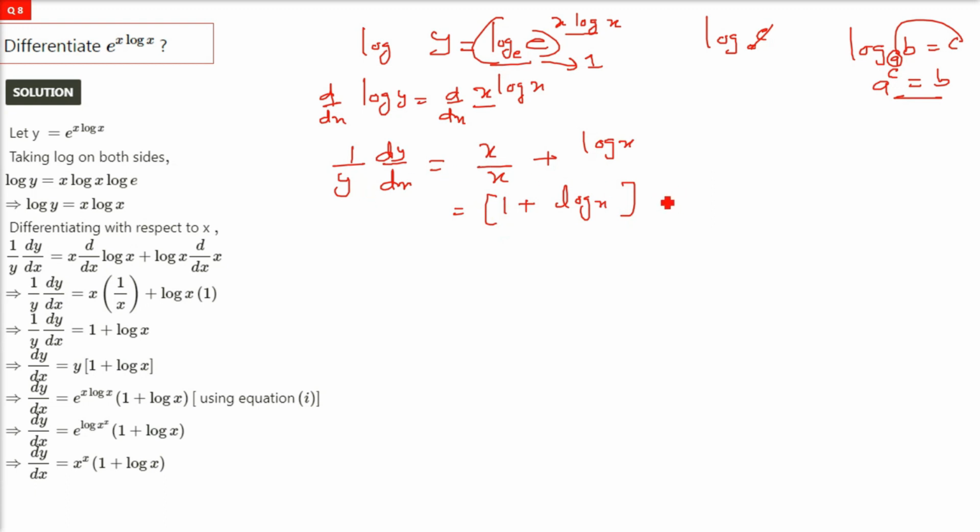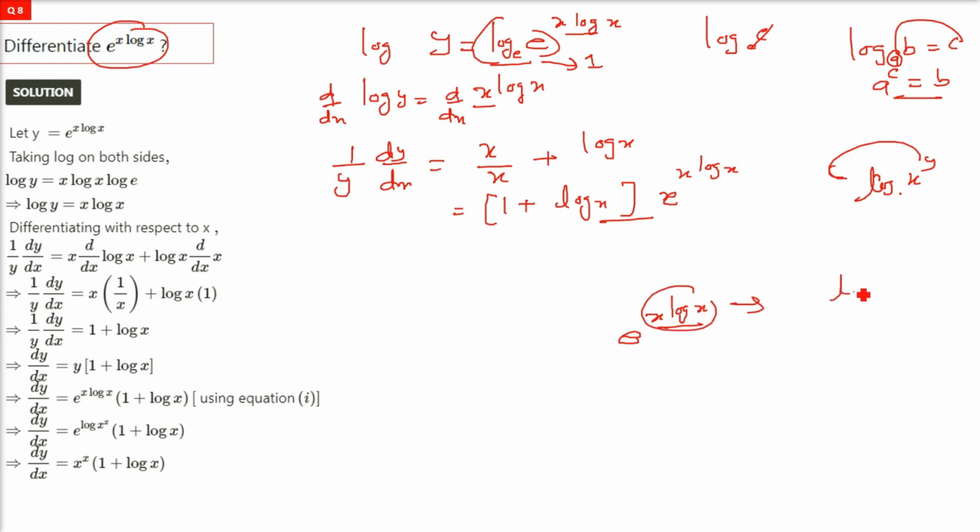Now y we are taking on the right hand side. So we have 1 plus log x multiplied by e to the power x log x, because y is e to the power x log x. So what is this e to the power x log x? See, log of x to the power y is y log x. Y comes in front.